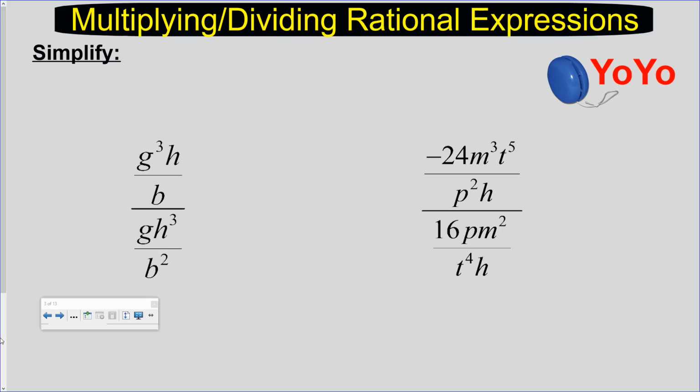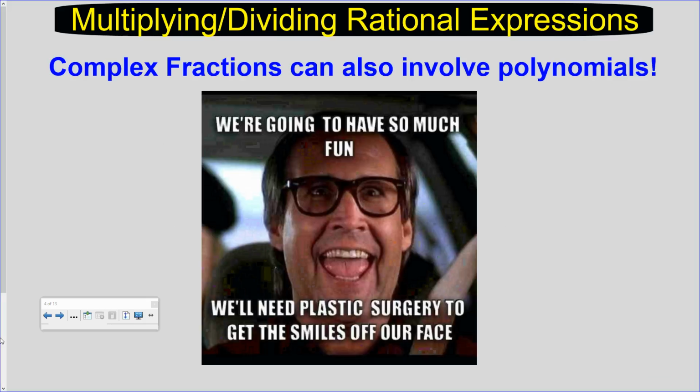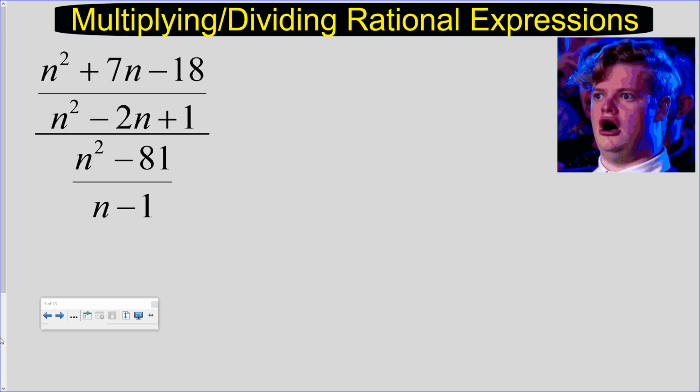We're going to skip those again. Complex fractions can also involve polynomials. So when we divide these two, we can actually divide a polynomial by a polynomial, and then that will allow us to move forward. When I say polynomial, I mean a binomial or a trinomial, not just a monomial. So it can look something like this. Instead of freaking out, we're going to notice that this is just one big fraction with two fractions on top. Again, just a complex fraction.